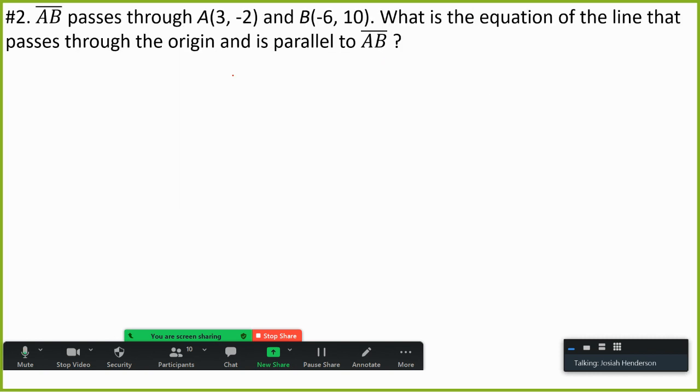All right, let's look at number 2. Another one that's dealing with parallel and perpendicular lines, from our first lesson. Line AB passes through this point and this point. What is the equation of the line that passes through the origin and is parallel to AB?